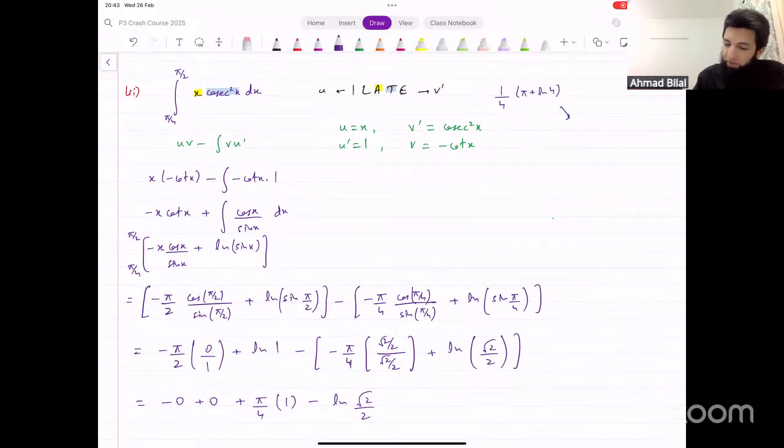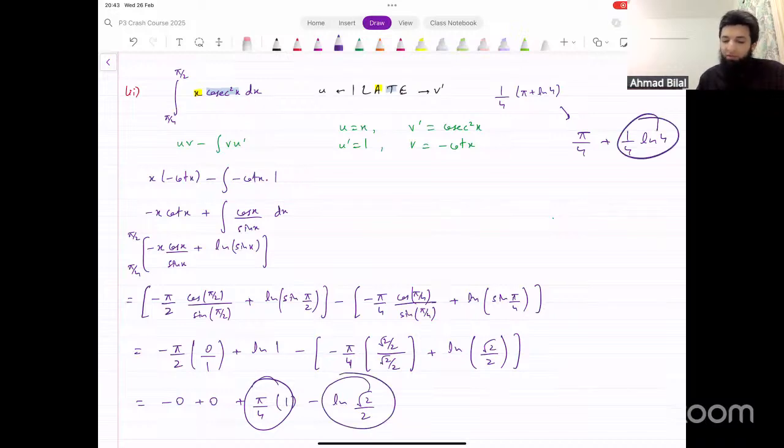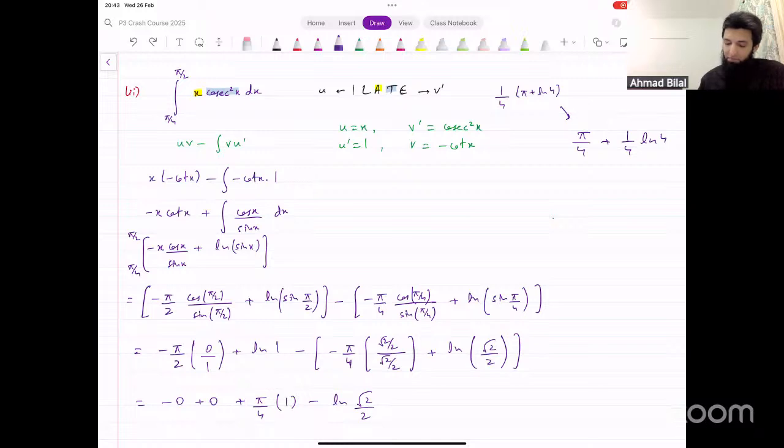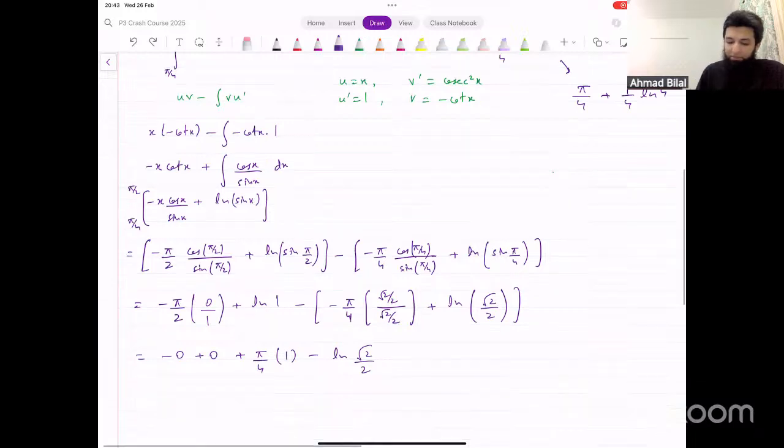This simplified would be pi over 4 plus 1 over 4 ln 4. We already have pi over 4 here. This we need to convert somehow to 1 over 4 times ln 4. Okay, now how can we do that? We want 1 over 4 there, and we want a plus sign there. Okay, first of all, let's make this plus, right? This is negative right now. We can make it plus first. How can we do that?